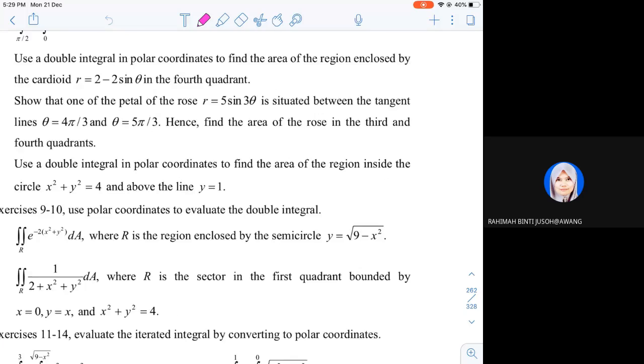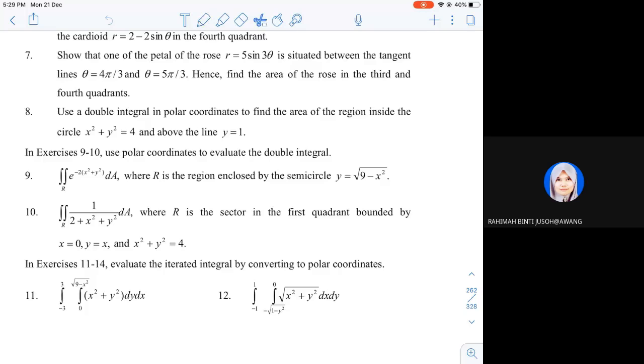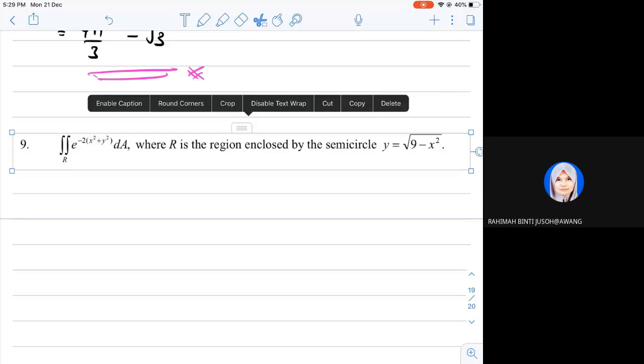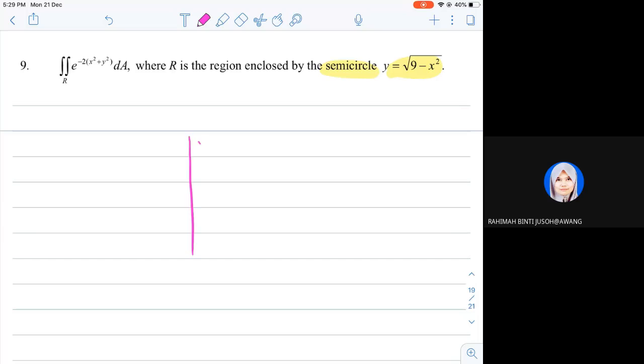Alright, this. So now let us do question number 9. Kita ada exponential sekarang ni. Copy. Okay. Now guys, question number 9, you have in rectangular coordinates, you have x and y, but now you need to change into polar coordinates. Okay, we know that we have a semicircle, y equals to square root 9 minus x squared. So it should be like this.